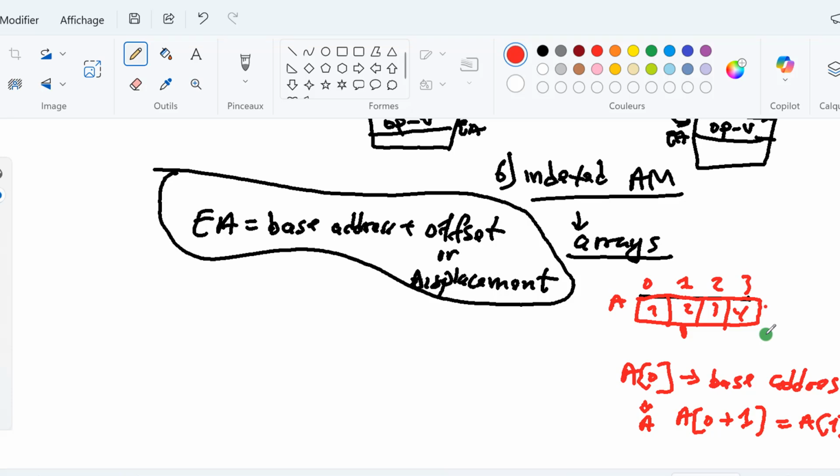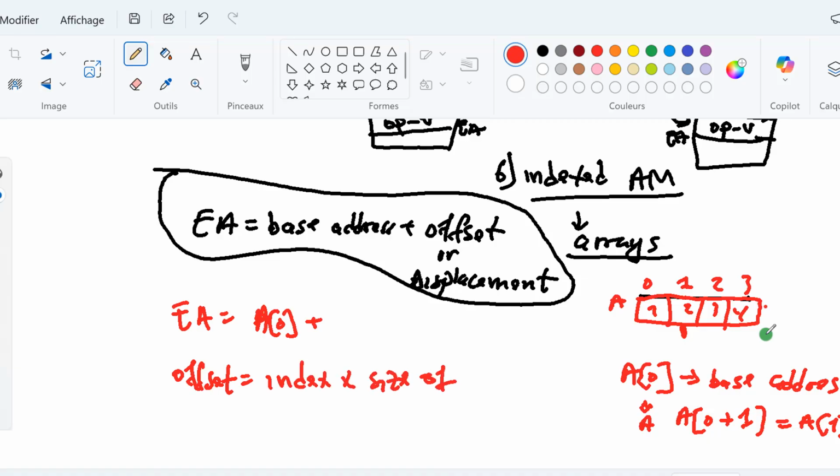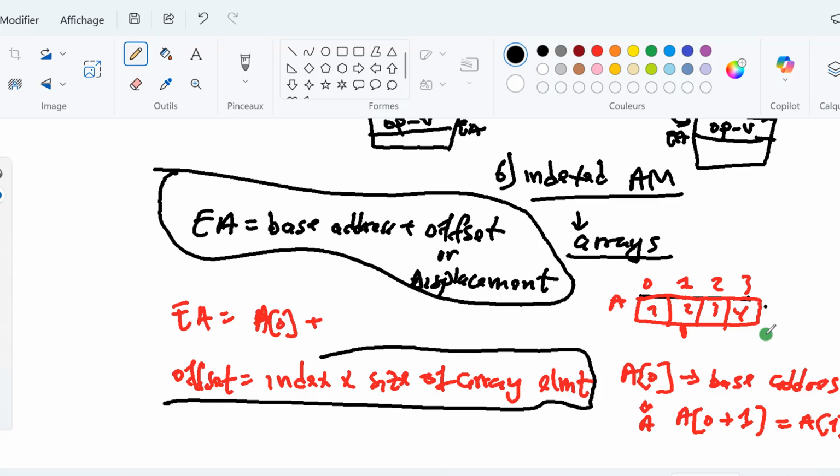And it's the same thing that happens here. When I say effective address here, it simply means my base address here is A of 0, plus the offset, which here represents the index. But the offset is not just the index like that. Generally the offset has a formula. Let me write it here. Offset is given by index times size of array element. Take this very seriously, because in the questions they are precise about this, and if you are not focusing very well, you go and take the offset as the index.